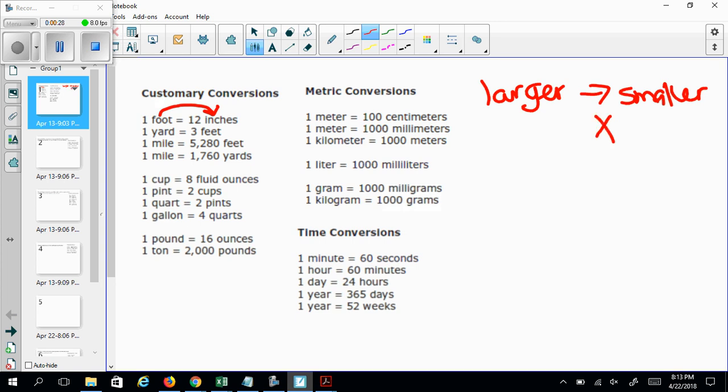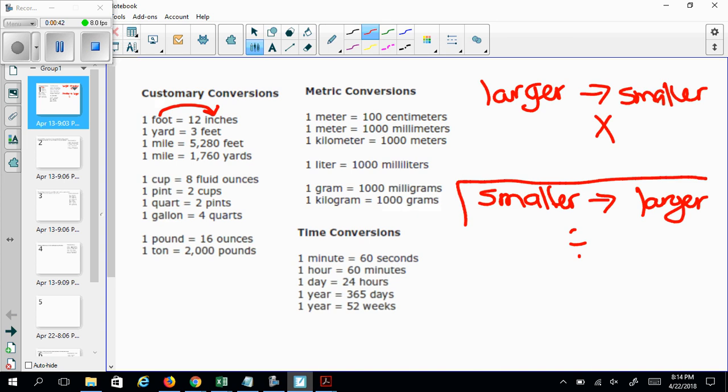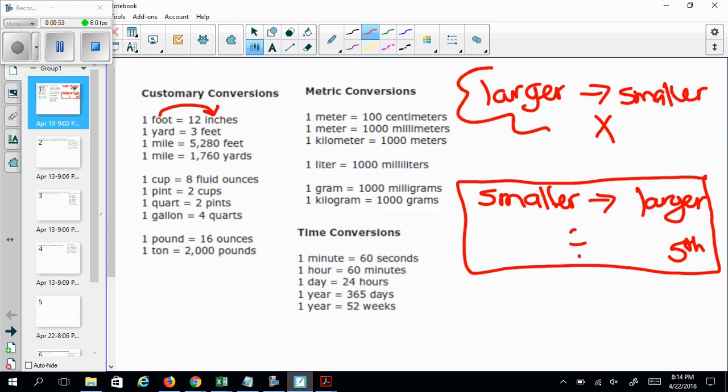Now in 5th grade, what you will do is you will also go from a smaller unit to a larger unit. And to do that, you would need to divide, okay? Now, that's just for your information. This right here is what you will do in 5th. That is not for us right now. So we are going to be focusing on larger units to smaller units, okay?